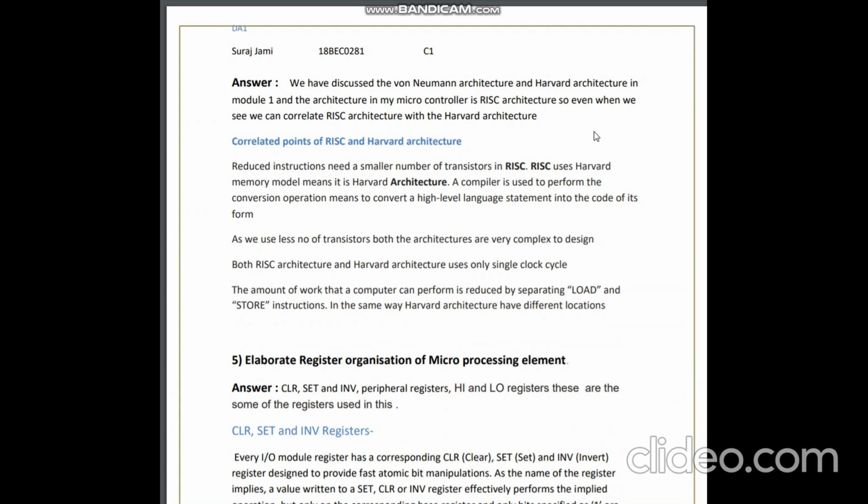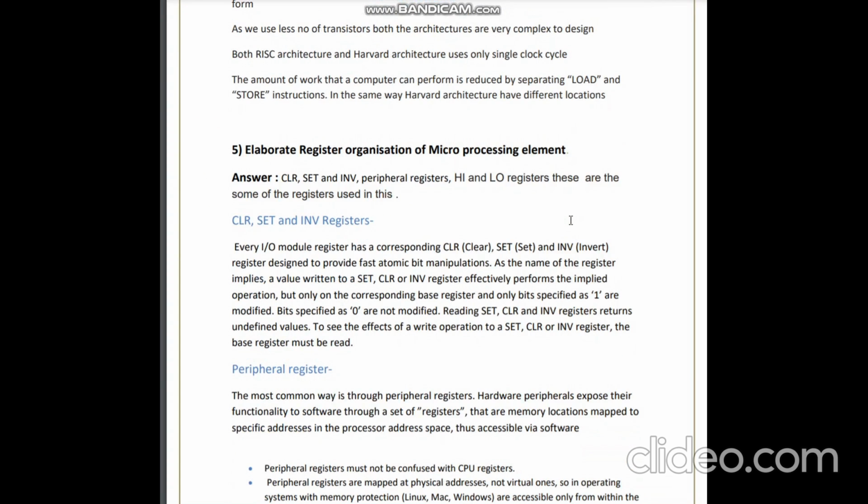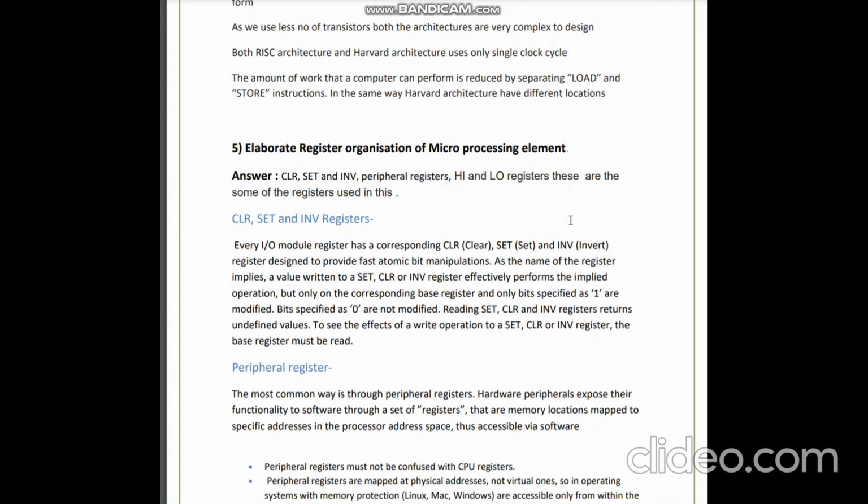Let's go to the next question, that is the fifth. Elaborate register operation of microprocessing element. The answer is clear: CLR, set and INV registers, peripheral registers, HI and LO registers. These are some of the registers used in this. So we are going to talk about CLR, set and INV registers now.